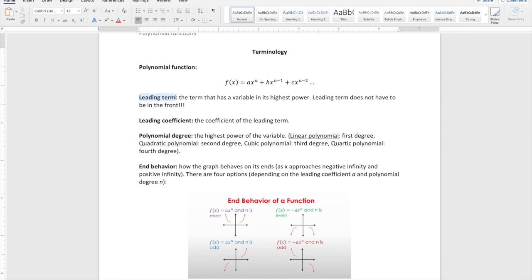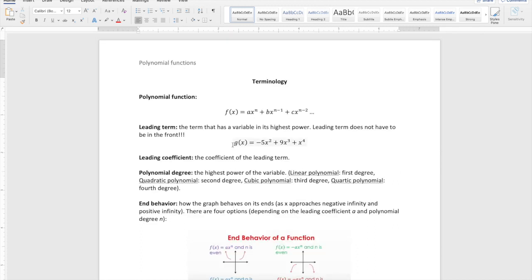So first of all, the leading term. The leading term of a polynomial function is the term, and remember the term is this whole thing here. The ax to the power of n is the term, the bx to the power of n minus 1 is the term, and so on. So the leading term is the term that has the variable in its highest power.